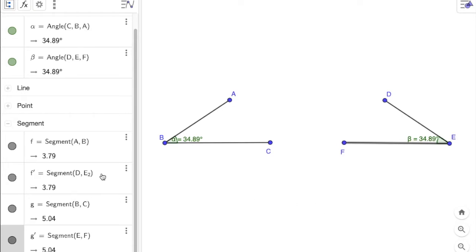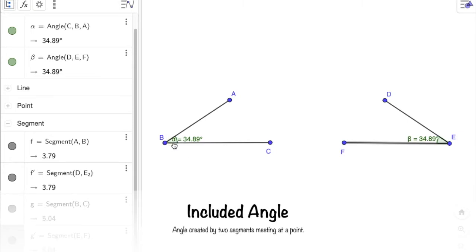Lastly, we have a pair of angles. Angle B is 34.89 degrees. Angle E, labeled as beta because of this program, is 34.89 degrees as well. Angle B is congruent to angle E. So what are we really starting with here for our two prospective triangles? We are starting with a case of having two segments in the triangles being congruent and the included angle being congruent as well. The included angle is the angle that is created when a pair of sides meet at a point.